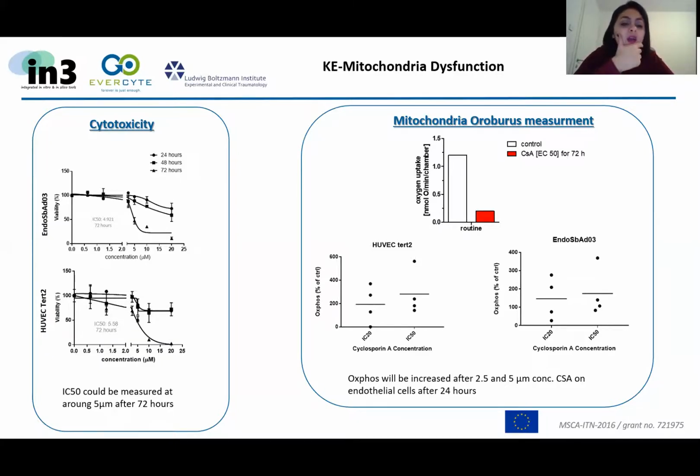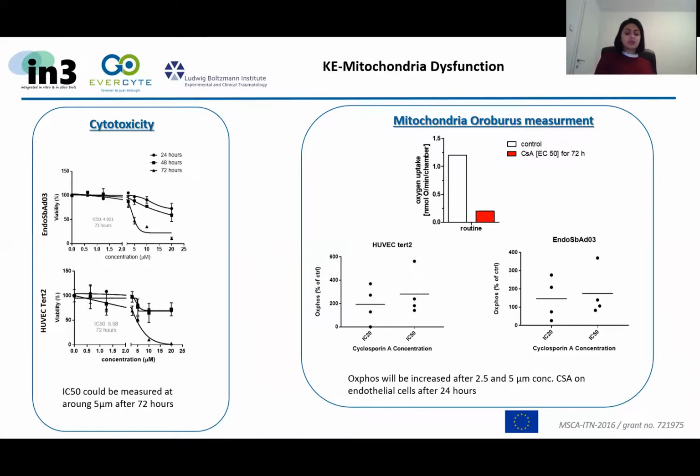SPAD03 colon. And these HUVEC-2 cells are HUVEC endothelial cells, which are immortalized in Evercyte, and we use them as a control and as another cell line to see if this cytotoxicity can be robust across the cell lines. And as you can see here, in both cytotoxicity data, we see an IC50 of around 5 micromolar after 72 hours of cyclosporin A treatment.